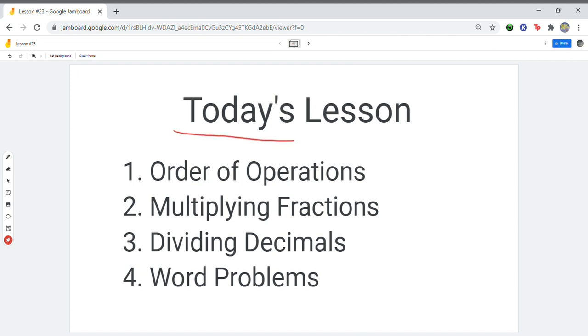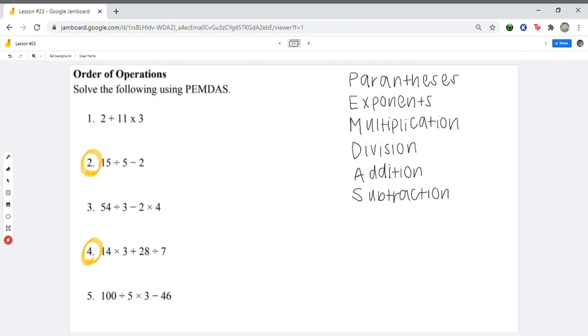Hello, fifth graders. Today we're going to go over how to do order of operations, how to multiply fractions, how to divide decimals, and we're going to do one word problem to finish the lesson. For the first section, we're going to go over order of operations, and we're going to solve the following using PEMDAS. On the right side, I wrote down what the PEMDAS acronym stands for. We're going to go over number 2 and number 4 using PEMDAS.